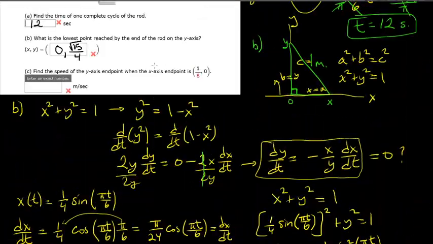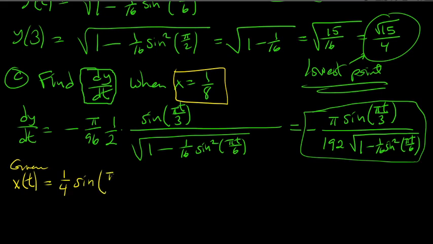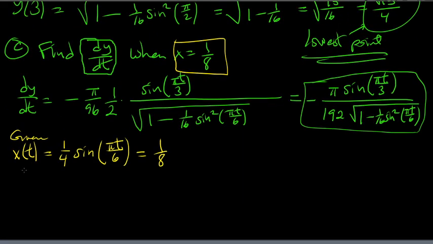Now, what t do we plug in here? Well, that's going to be another tricky problem because they don't give us t, they give us x. So now we have to go back to the original definition of x, which was given in the problem, right? 1/4 times the sine of pi t over 6, and that is equal to 1 over 8. So solve that for t.